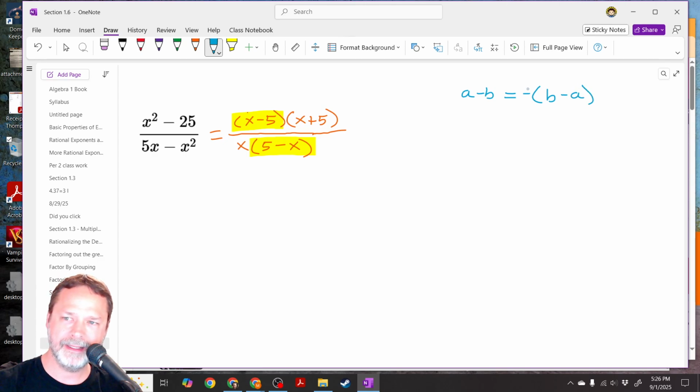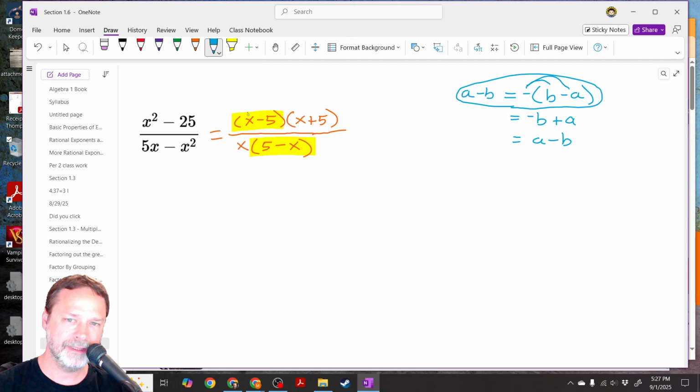Go ahead, multiply this negative through, treat it like a negative 1, and you will see that negative 1 times b is negative b, negative 1 times negative a is positive a. Change the order, that's a minus b. So this is a little identity we have to use sometimes. This is a great example, because this 5 minus x and x minus 5, they're almost the same, but really, it's not a 1. It's a negative 1. If you divide these, you get a negative 1, not a 1.